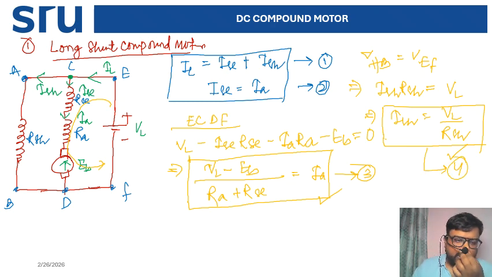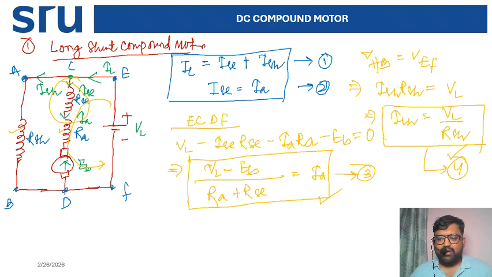All the parameters and connections of this long shunt we have explained in detail. Something is different: in a shunt motor you see there is an armature and a field, but in addition to that, the series resistance is connected in series with the armature. Due to this connection, you can compensate the armature reactions. That's why compound motors were developed.